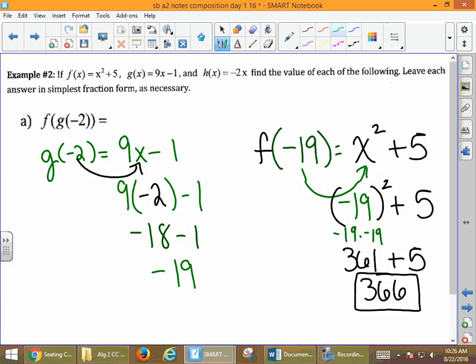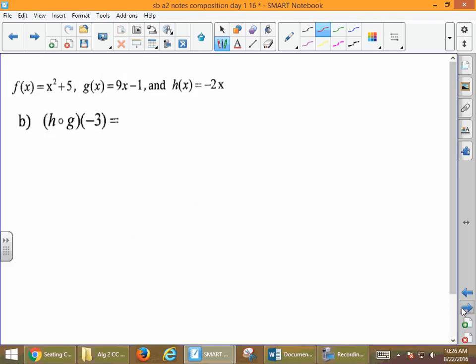And for some of you, you're like, oh yeah, I got this. And some of you are thinking, yeah, I still don't know what we're doing. And that's okay. Let's look at another example. Still given the same functions: our f function, our g function, our h function.